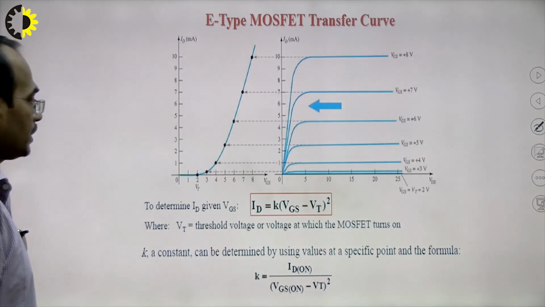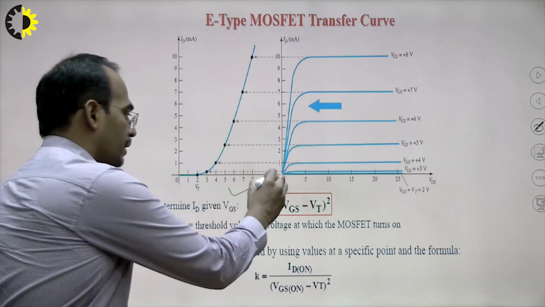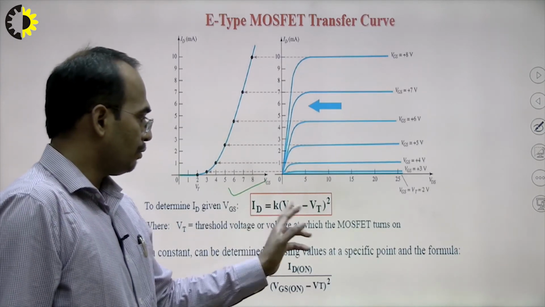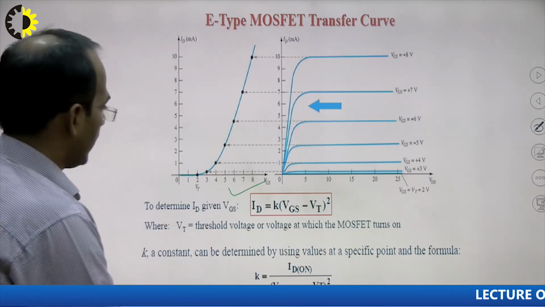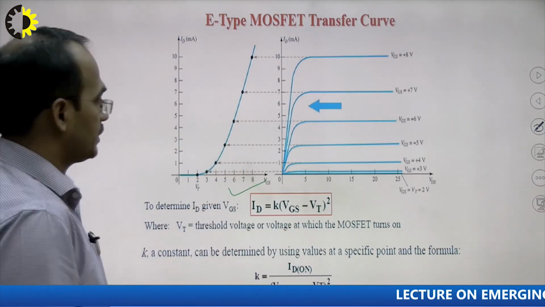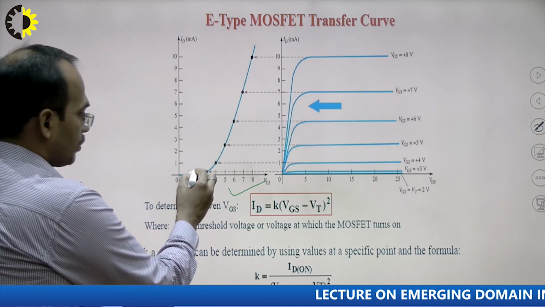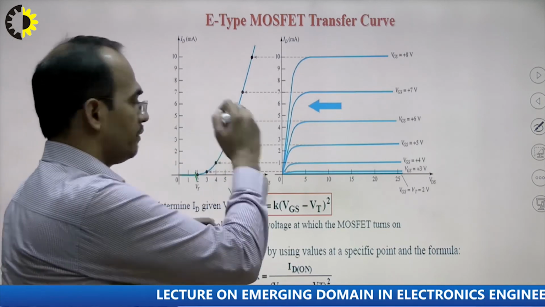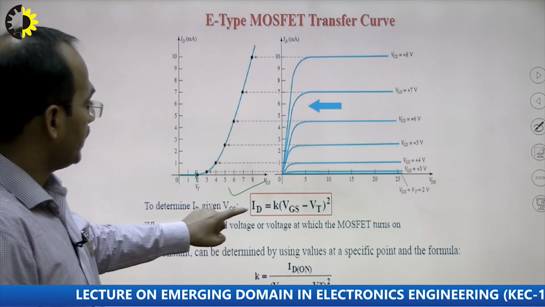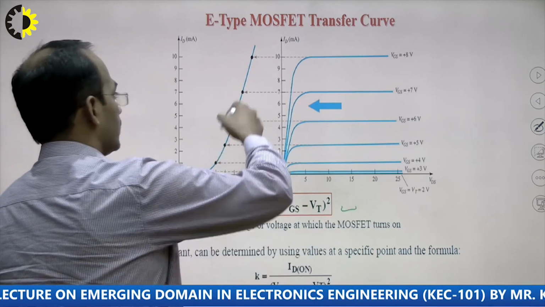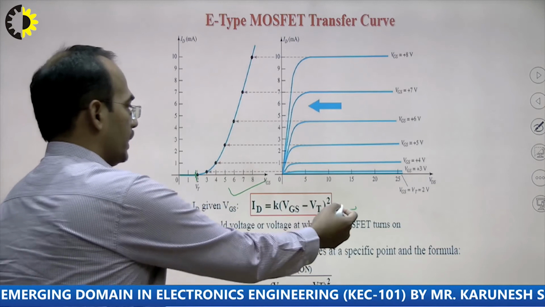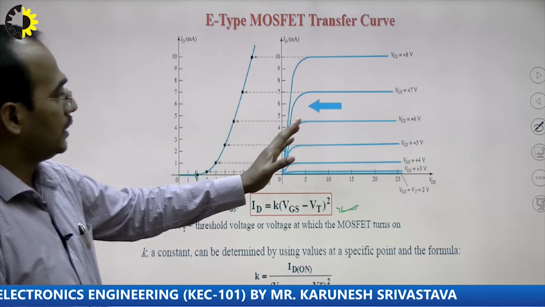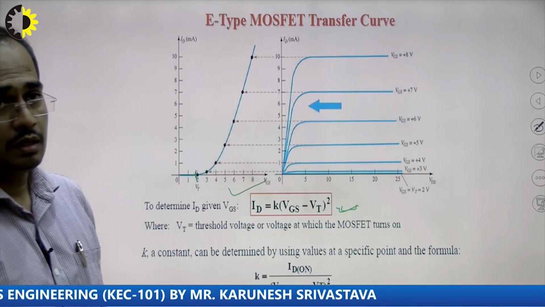This is the transfer characteristic. The transfer characteristic follows ID is equal to K into (VGS minus VT) whole square. At VGS equal to 0, the drain current will be 0, and at VGS equal to VT, the drain current will be 0. We have considered VGS positive. So, at VGS equal to VT or before VT, the drain current will be 0. As VGS crosses the value of VT, the drain current will increase parabolically. So, this is the transfer curve, and this is the output characteristic of the enhancement type MOSFET.